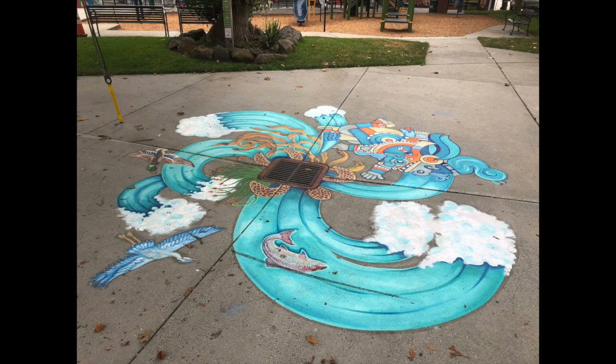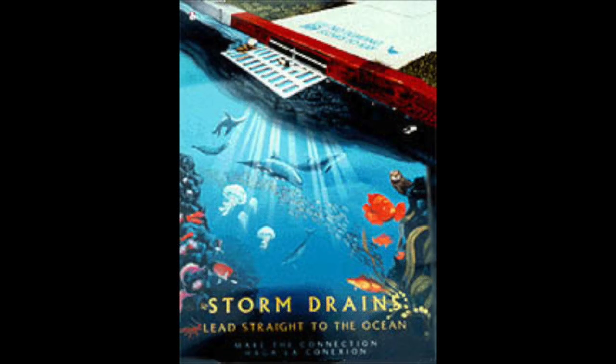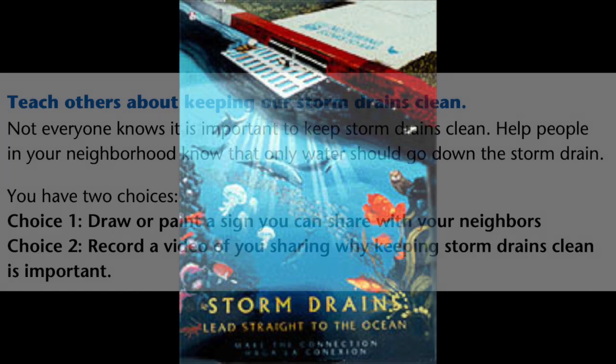Welcome back. There's a lot of different ways that we can help keep the storm drains clean. One of them is just making people aware that there's storm drains around. This is a storm drain mural that was made in Santa Cruz. And then we have storm drain plaques that tell people where the storm drains are and remind them that the water drains directly to the ocean. And then we can also make posters that educate people about storm drains.